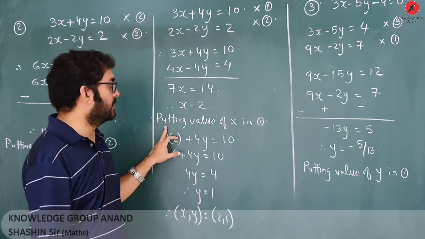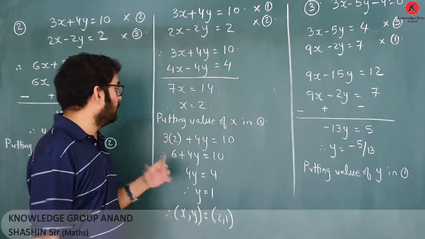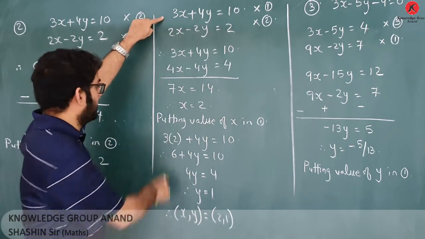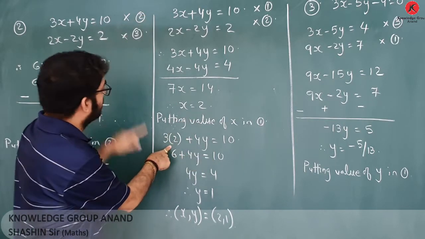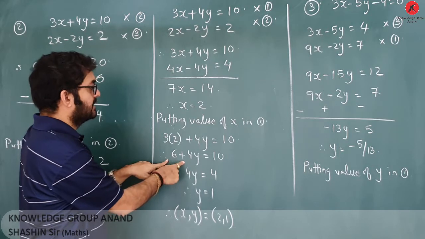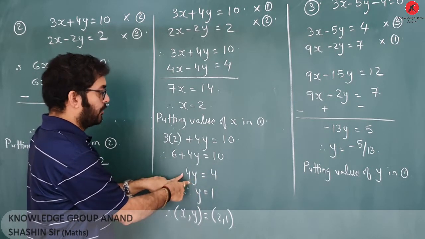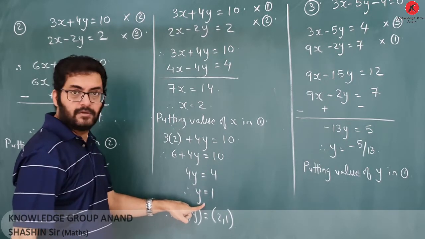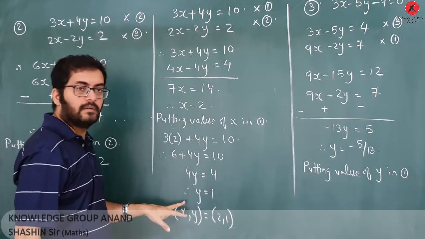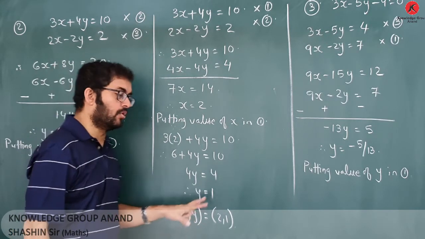Now I will put this value of x in equation number 1. What is equation number 1? 3x plus 4y is equal to 10, but the value of x is 2. So 3 into 2, that is 6, plus 4y is equal to 10. That gives me 4y is equal to 10 minus 6, that is 4. So the value of y is 1. So the value of x is 2, the value of y is 1. That means solution set (x, y) is equal to (2, 1).